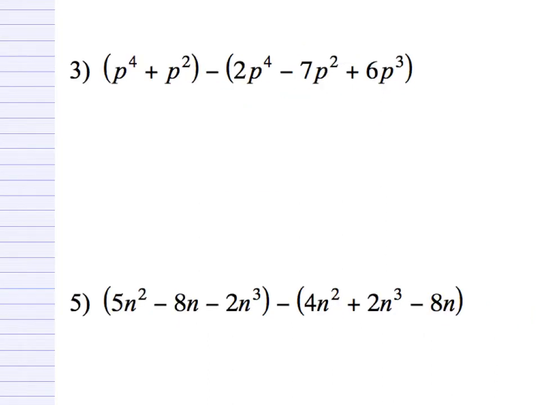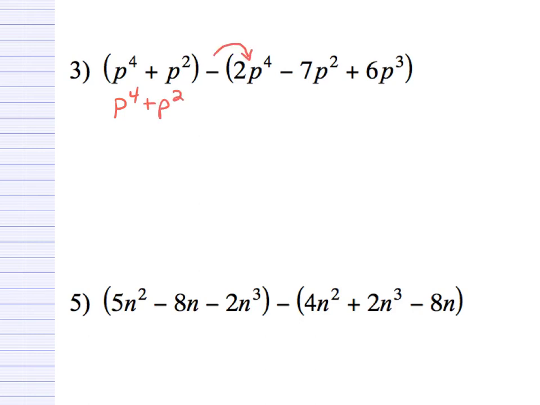All right, number 3, we have a binomial minus a trinomial, which means we're going to have to do the distributive property. Whenever we see the minus symbol between the two polynomials, that means we're going to do the distributive property. So I'm going to bring down the first binomial without changing anything.